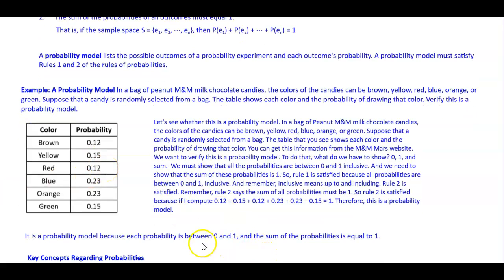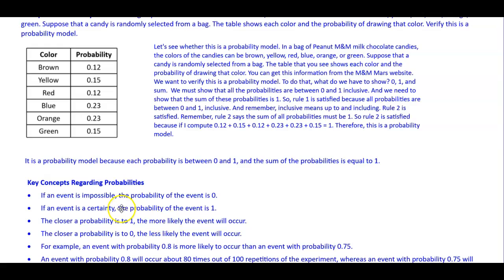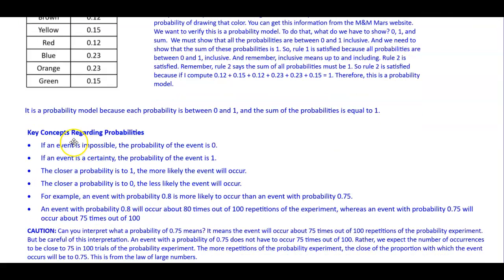Now, again, what are the key concepts regarding probabilities? If an event is impossible, the probability of the event is going to be 0. If an event is a certainty, then we're going to say that the probability of the event is 1. Now, the closer a probability is to 1, the more likely the event will occur. The closer a probability is to 0, the less likely the event will occur.